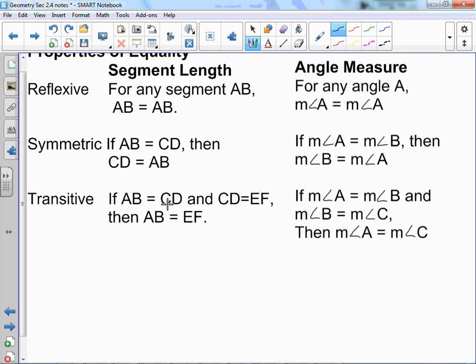And then the transitive property: if the length of AB equals length of CD and length of CD equals length of EF, then length of AB is equal to the length of EF, right? AB and EF are both equal to CD, so they've got to be equal to each other. Same thing with the angles. Measure of angle A equals measure of angle B, measure of angle B equals measure of angle C. Since A and C were both equal to B, they've got to be equal to each other. Transitive property.